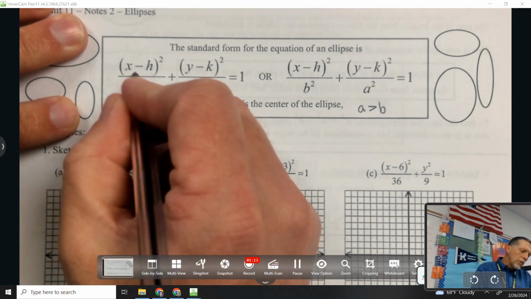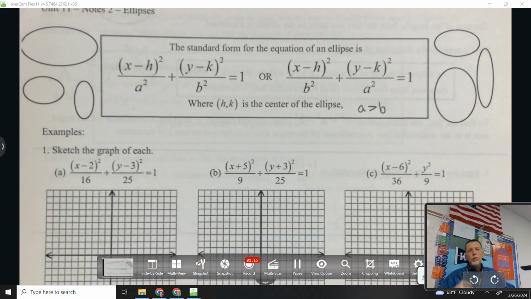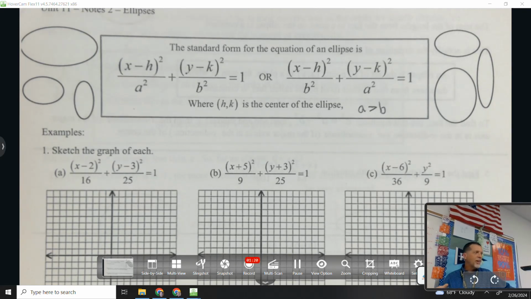However, whatever number is under x, you go that many in the x direction. I always felt like that makes sense. If it's under x, go that many in x. If it's under y, go that many in y.